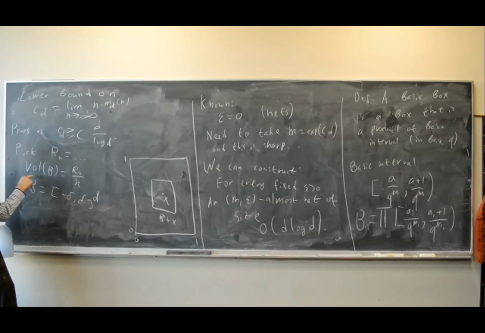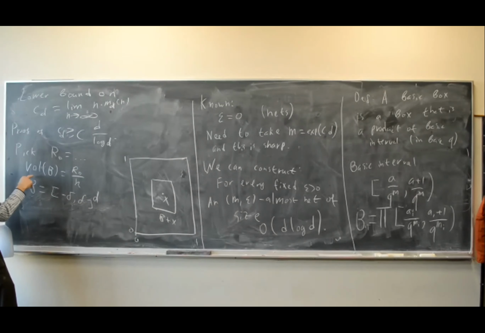And my goal is to find a large empty box which does not contain any points of P. Of course, if I pick a box this large and place it somewhere randomly, very likely I will contain some points of P, because R is large. So let me draw a picture.